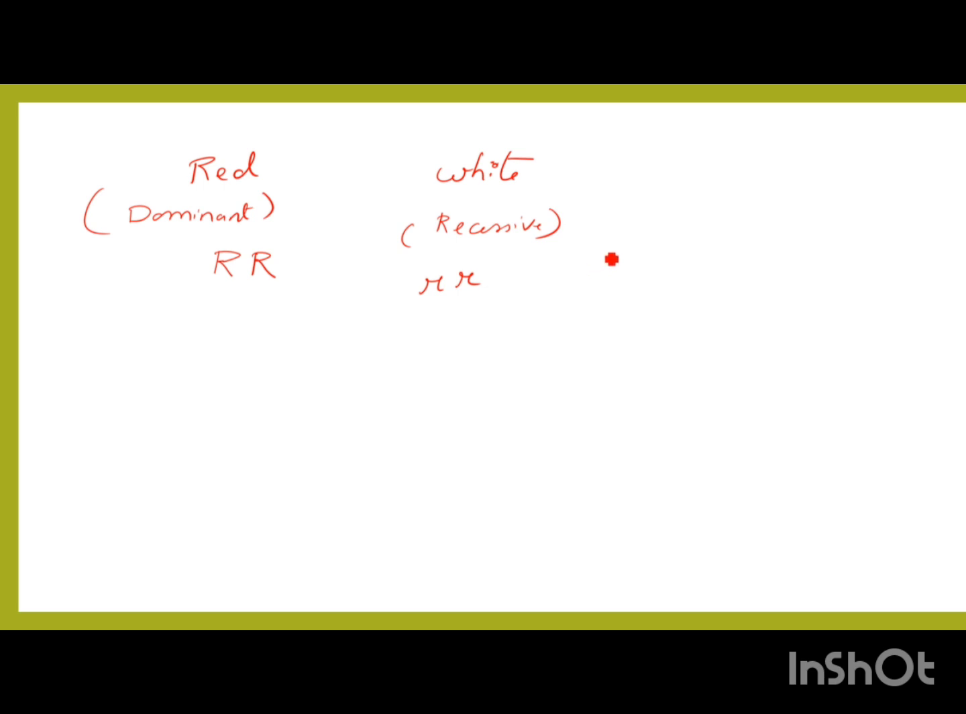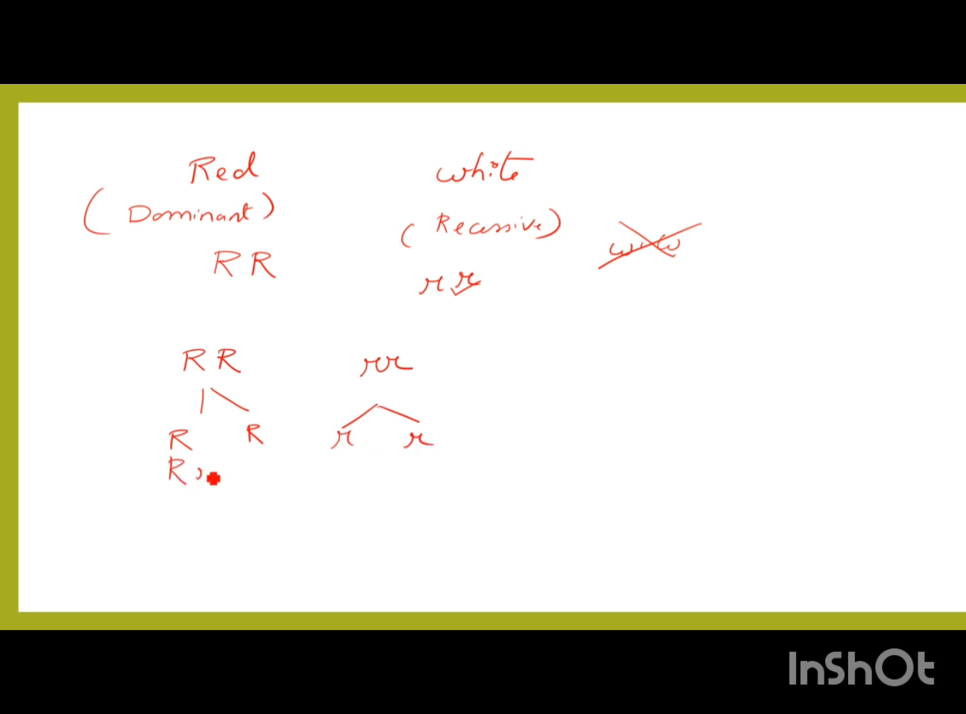We can't use small w and small w. This will be wrong. So the correct interpretation is small r and small r. So if there is capital R and small r, then these will segregate and form like this.